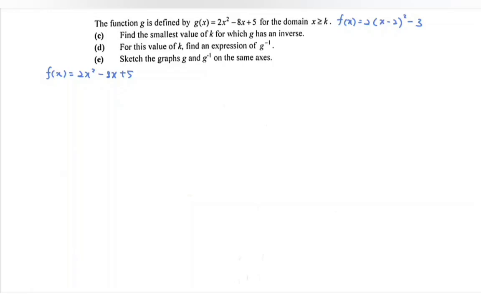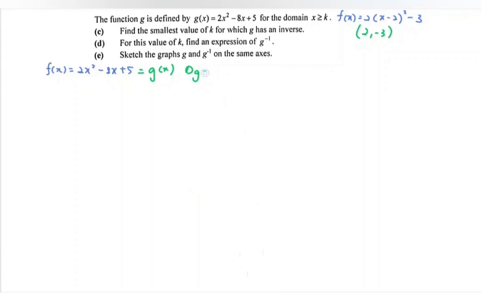C, find the smallest value of k for which g has an inverse. When they say it has an inverse, it means a one-to-one function. So we have to refer to the minimum point. This is what we have, the minimum point. Just refer to the value of x. So for g(x) to be one-to-one, the domain for g will start from 2 until infinity. So the value of k will be equal to 2. So that is the answer for k.